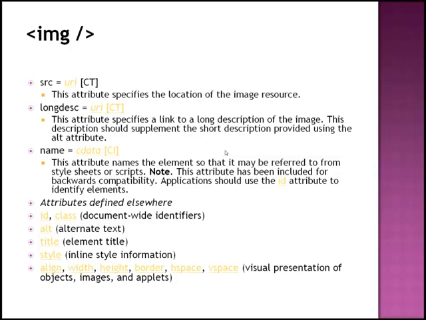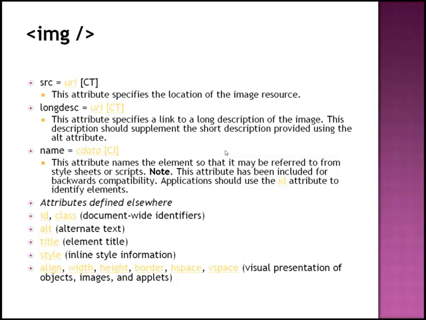The name attribute is used to identify your image, and you can refer to your image from either your style sheets or your scripts using the name attribute. This is done to basically support backwards compatibility, and in the newer versions of HTML you should always use the ID attribute to identify elements instead of the name. And the ID attribute performs the same function. It's a document-wide identifier, and it identifies your different objects.